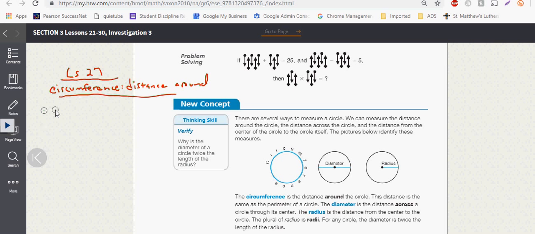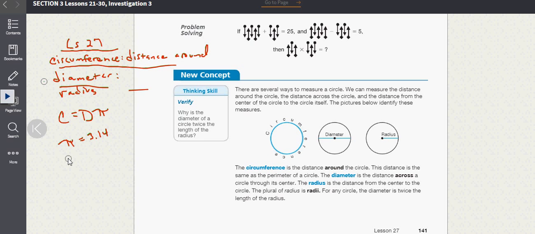And if you want to get ahead of the game, you could already start to write some formulas if you know them. Circumference is diameter times pi. Have you ever seen the pi symbol? It means 3.14. Pi is worth 3 and 14/100 rounded. Diameter is 2 radius, which means that circumference could also be shown as pi 2r.